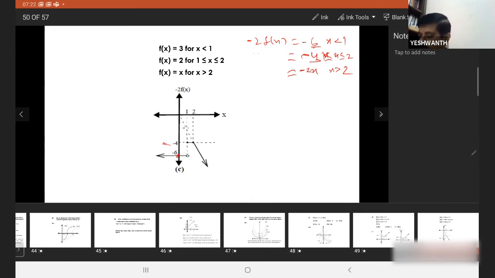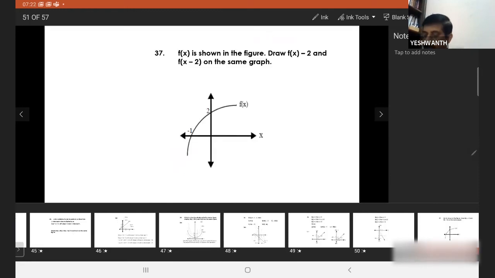So let's move to the next question. f of x is shown in the figure. Draw f of x minus 2 and f of x minus 2. See, f of x minus 2 means you push down the curve by 2 units. Down by 2 units means this is 0, like this. The curve should be like this. Okay. This is f of x minus 2.